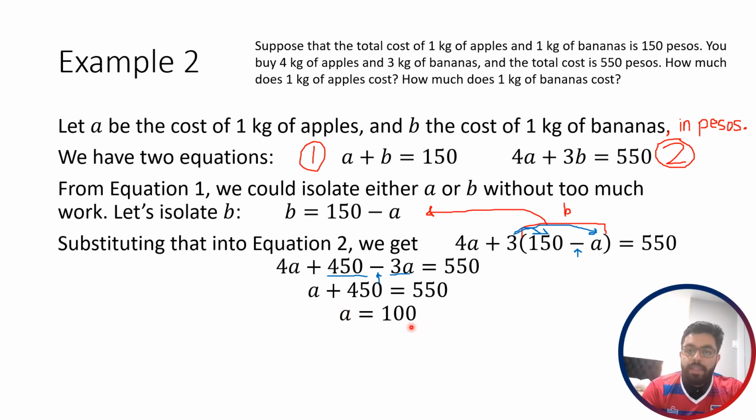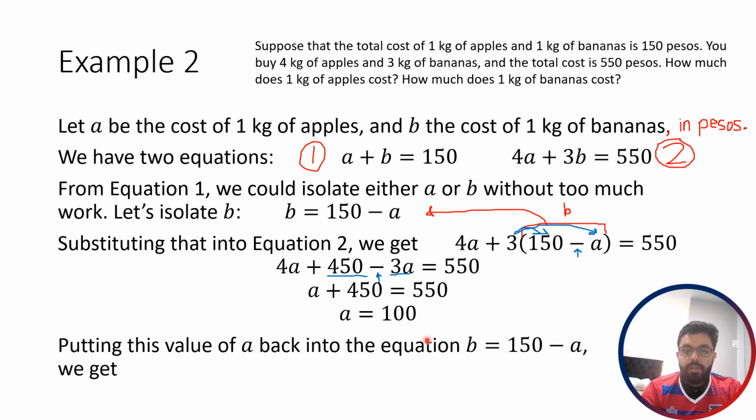Now we can take that information, which we got by solving equation 2, and plug it back into equation 1. We're going to take A plus B equals 150, but wherever we see an A, we're going to put in 100.